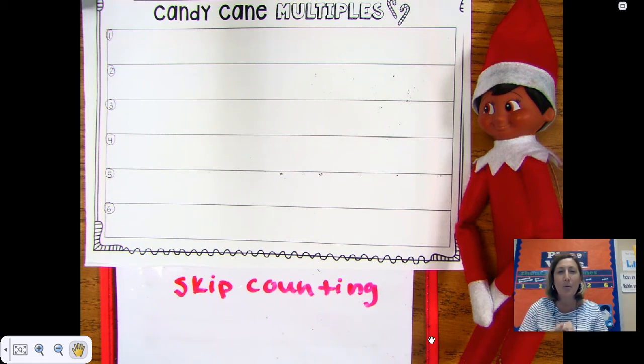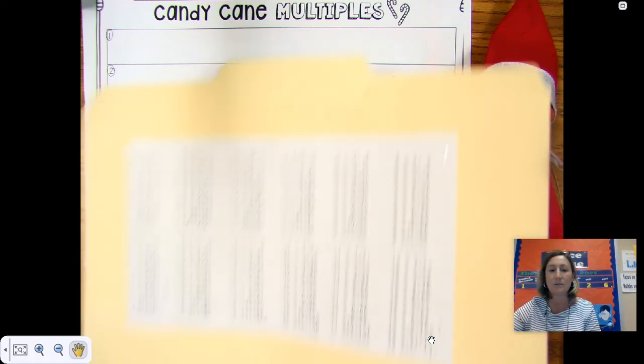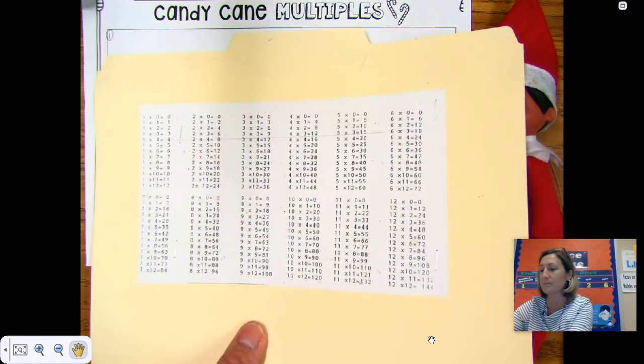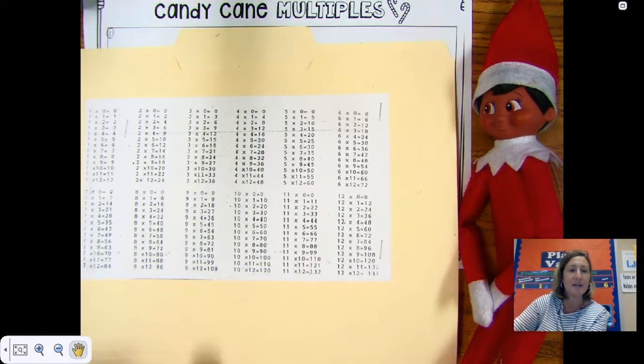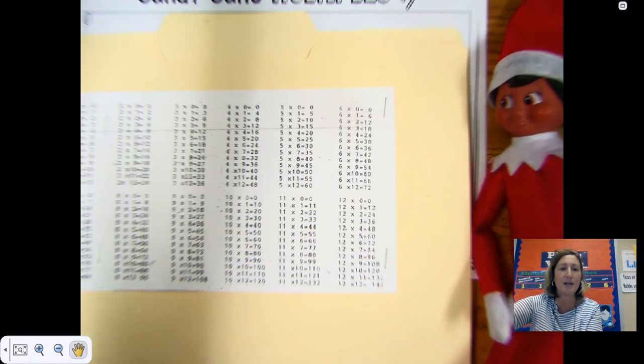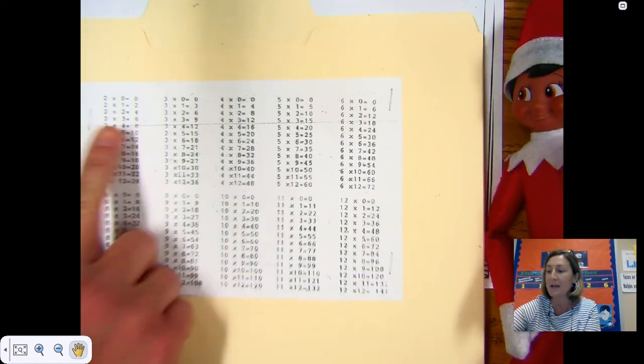So let's skip count by something easy like twos. 2, 4, 6, 8, 10, 12, 14, 16, 18, 20. We've done this in class before. So when we practice skip counting, let's remember that skip counting, we'll look here at our twos. Oops, we're covering up my little friend here. So let's zoom in a little bit on skip counting by twos.